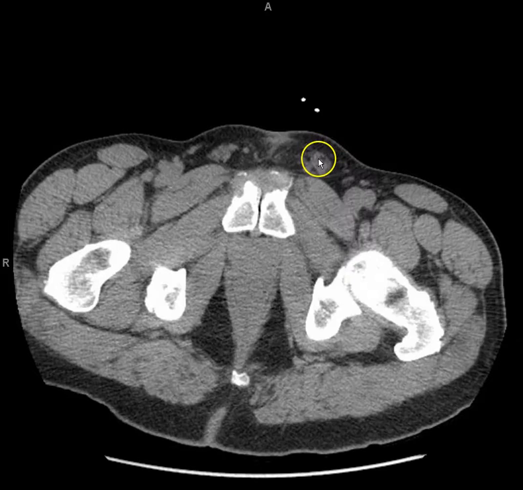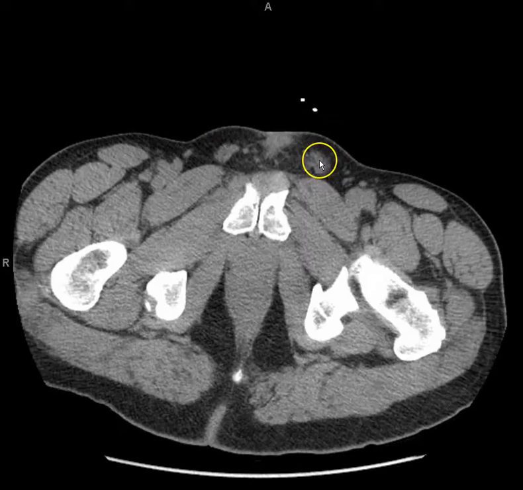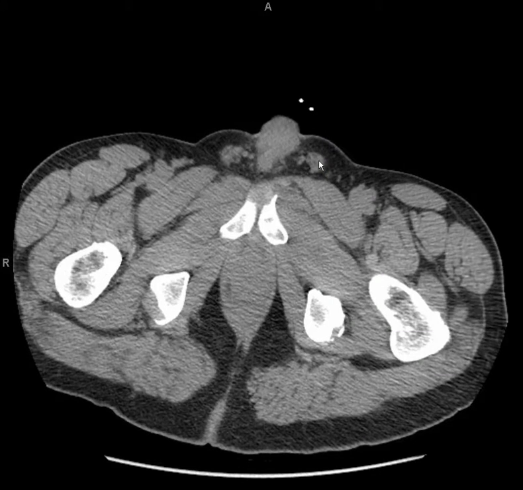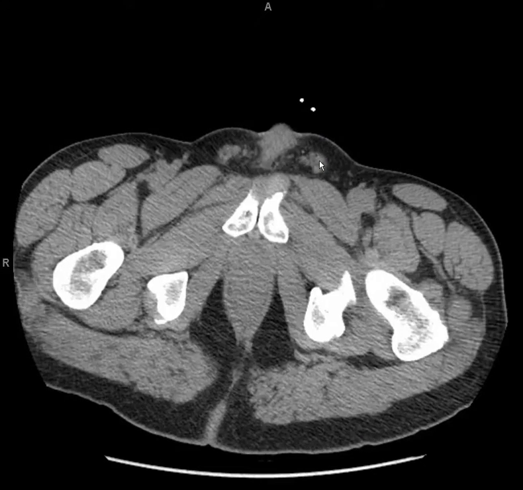And what are these? That's the... Yes. Spermatic cord, testicular vessels. Right.